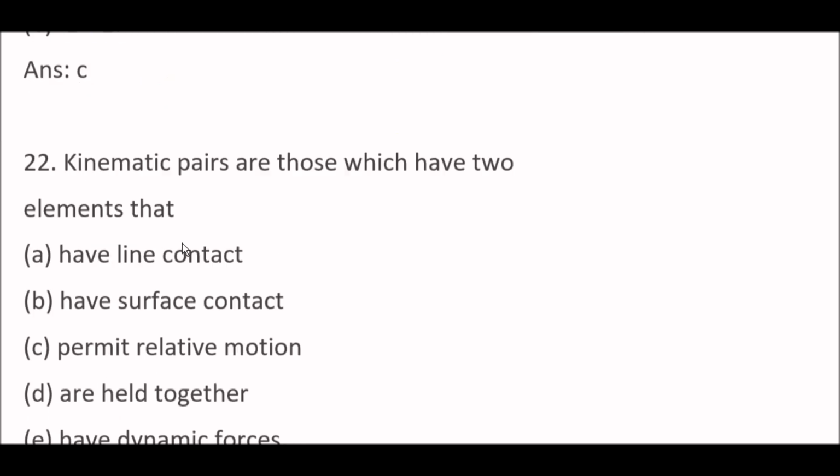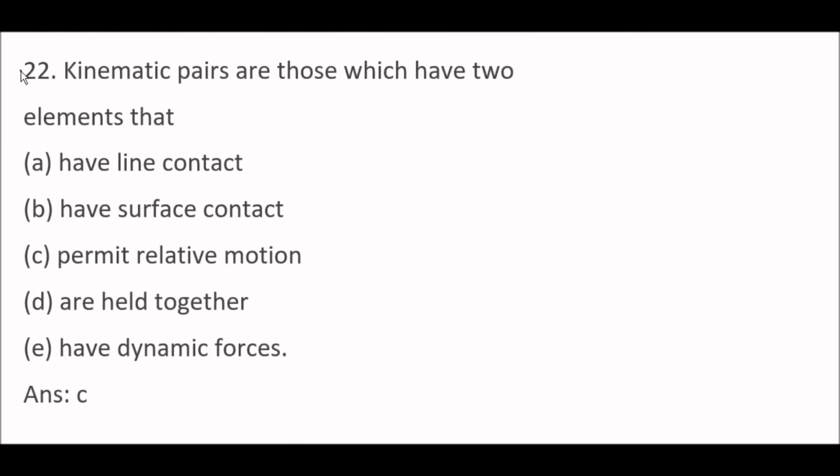Okay. Next question. Kinematic pairs are those which have two elements that option A, have line contact, option B, have surface contact, option C, permit relative motion, option D, are held together, option E, have dynamic forces. Right answer is option C, permit relative motion. Okay. Kinematic pairs are those which have two elements that permit relative motion.